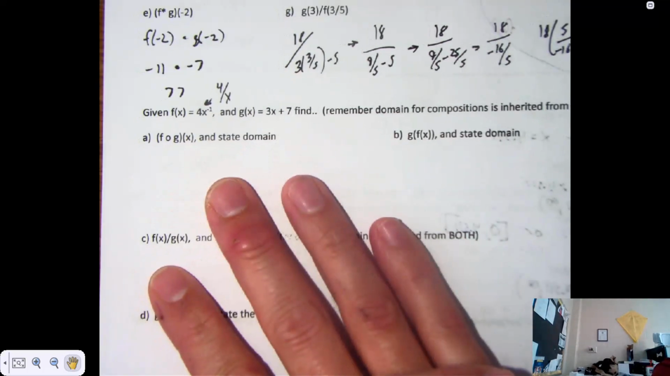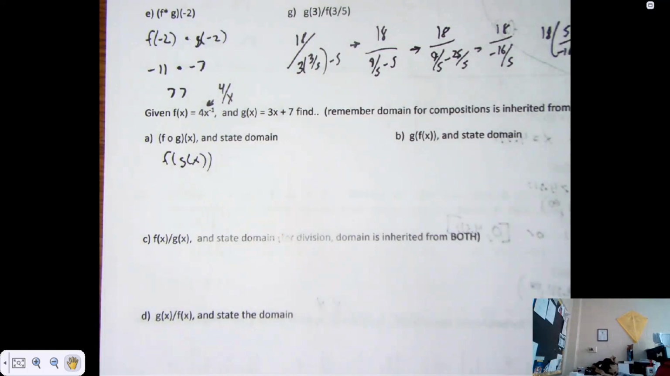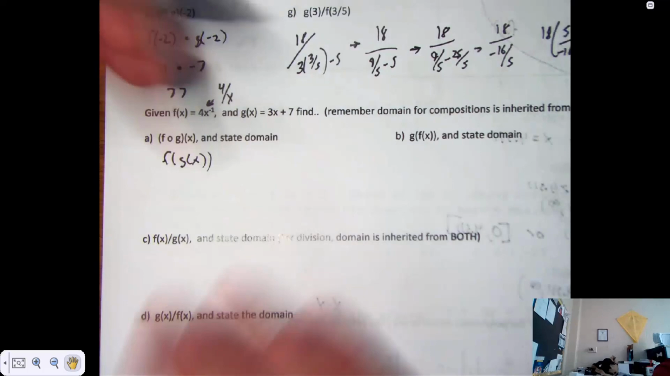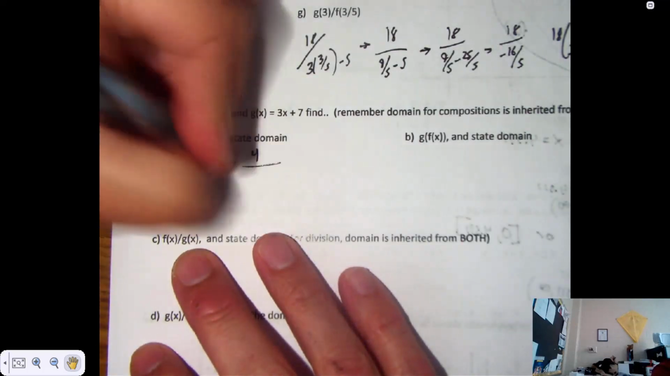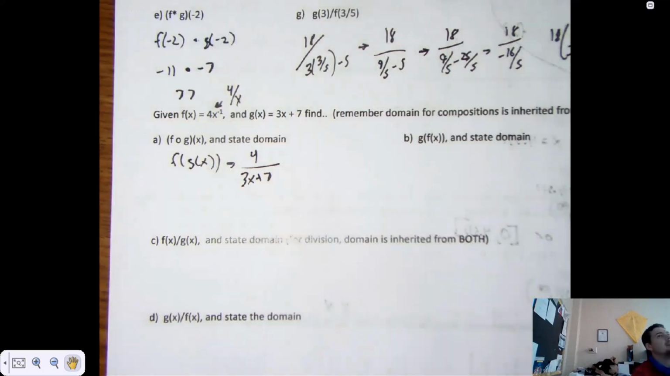A is f composed of g, which again I like to write like this because that's how I was taught, which means that everywhere I see an x in f, it becomes what? G, which is 3x plus 7. So 4 sitting over x, and x becomes 3x plus 7. Now, that's the easy part. The hard part is talking about its domain.